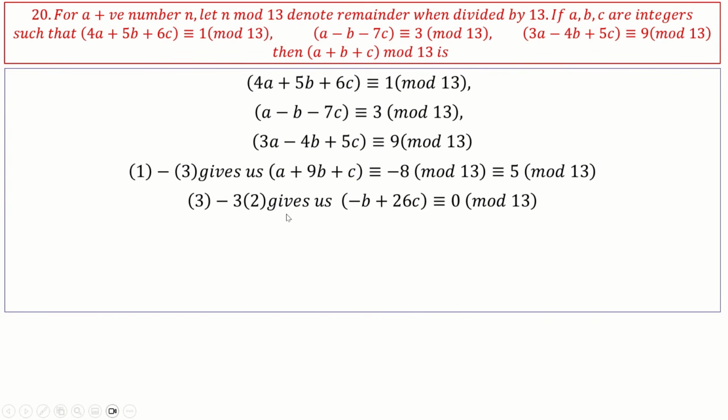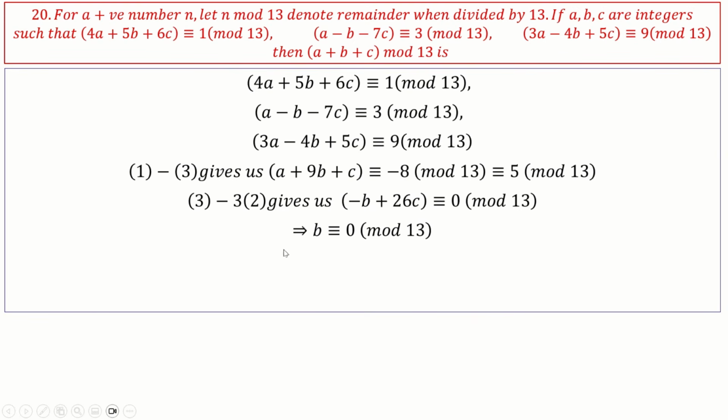Okay. Now, next is equation 2 minus 3 times equation 3. This gives me minus b plus 26c congruent to 0 mod 13. Which means this is a very important thing. Because this actually tells me that b is a multiple of 13. How? Because 26c is already a multiple of 13, so this will give me 0 remainder. b also should give me 0 remainder. Otherwise, I don't get 0 here. Correct? Which means b congruent to 0 mod 13. Okay? This is important to note.